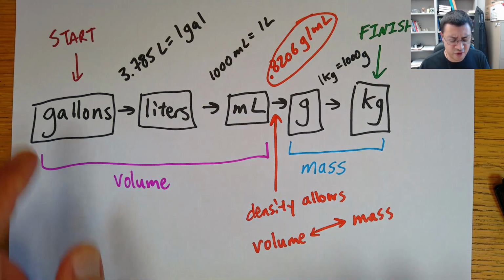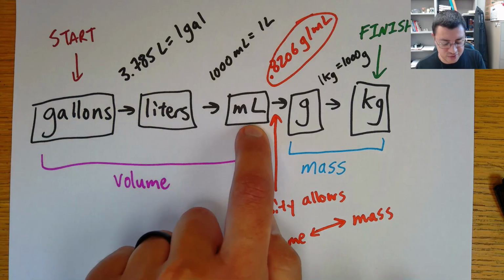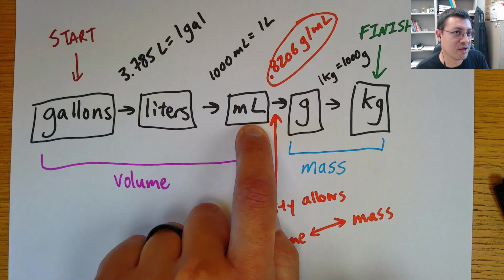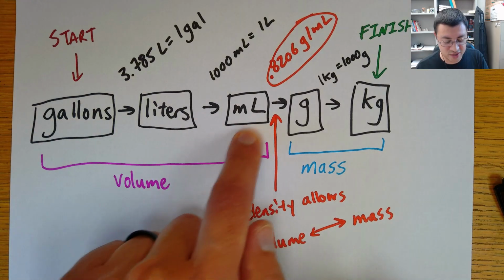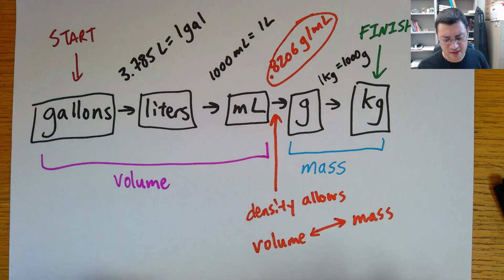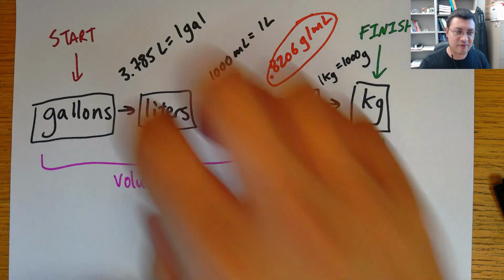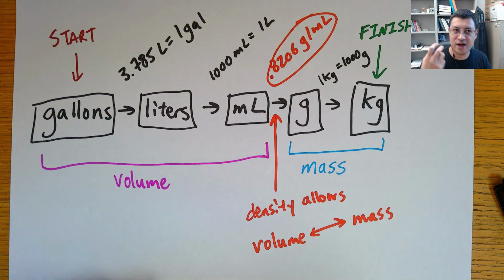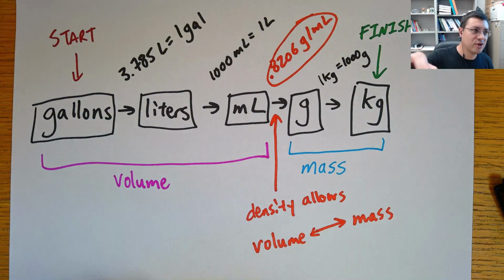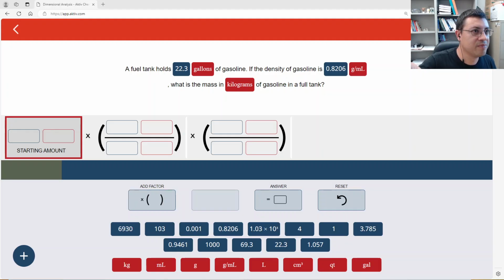If you had found a conversion factor for gallons and milliliters directly, I guess that could be another option as well. Skip a step. Me personally, I don't always try to skip steps. I like to have a process I can feel and understand. All right, so let's do this problem. We'll do it in the Aktiv program app, whatever you're using.